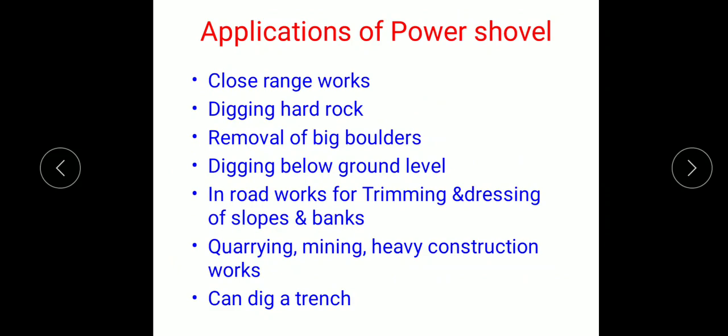It can also be used for side casting. It can also be used for removing the overburden in open cut mining.